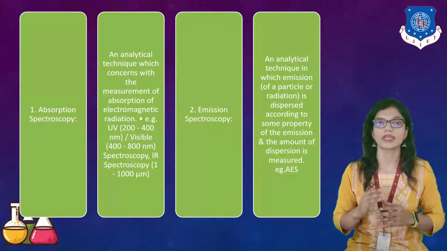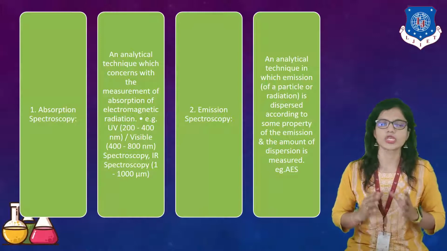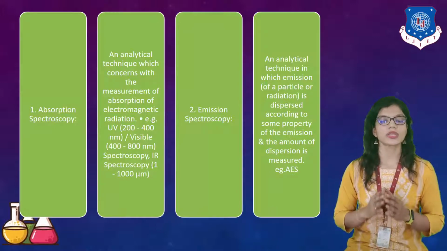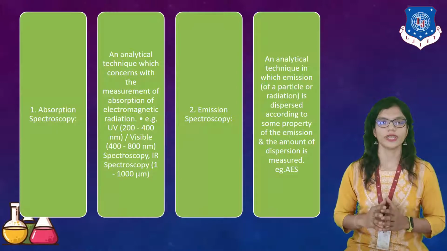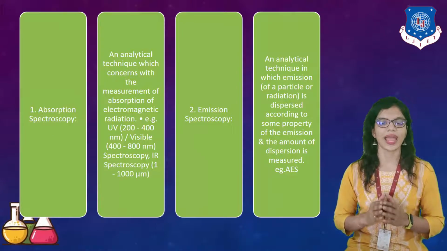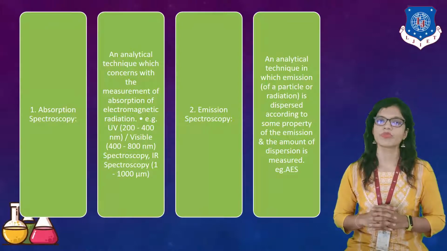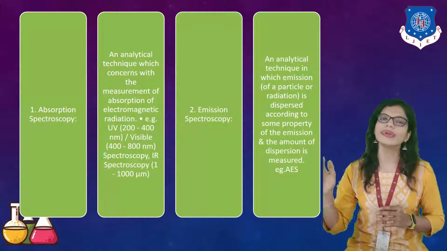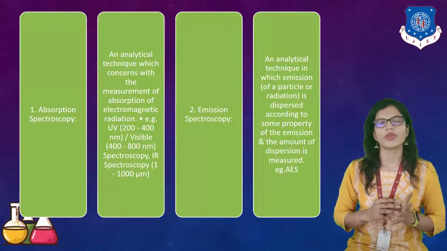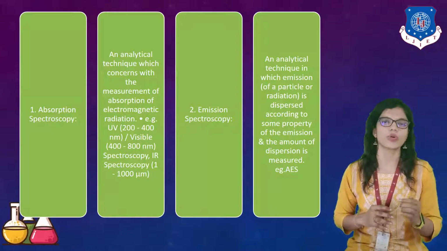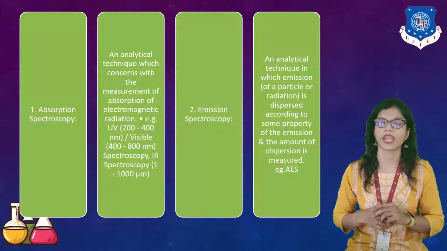Now let's see what the emission spectroscopic methods are. Emission spectroscopy is an analytical technique in which emission either of a particle or of a radiation is dispersed according to some property of the emission, and the amount of dispersion is measured. Right? The emission phenomenon plays an important role here. If we want to take an example, we can take AES. AES stands for Atomic Emission Spectroscopy.